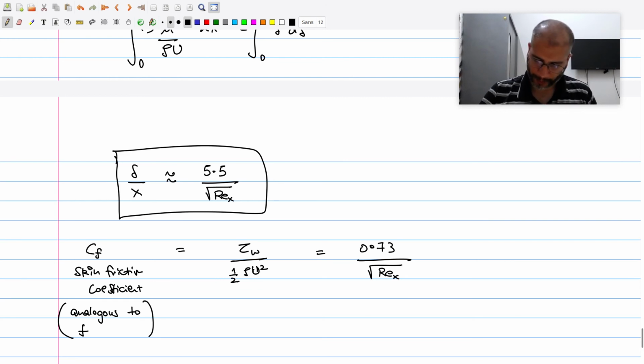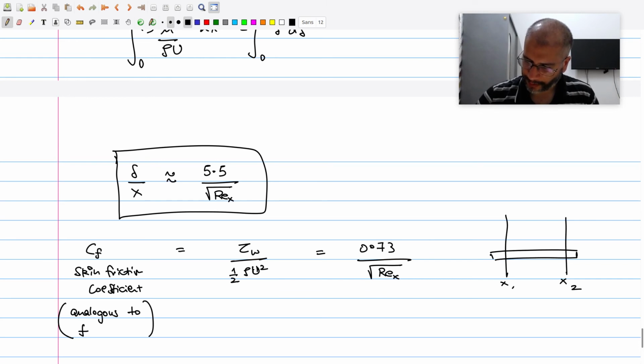Okay. I'm sorry, I made a mistake here. What I mean is, if I take two different x values, x1 and x2, at two different distances from the edge of the plate, where this is x equal to 0, then rather than talking about the shear stress values, tau wall 1 and tau wall 2, we talk about the skin friction coefficient.